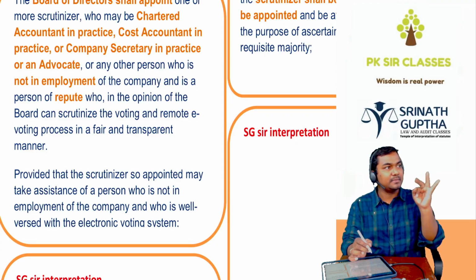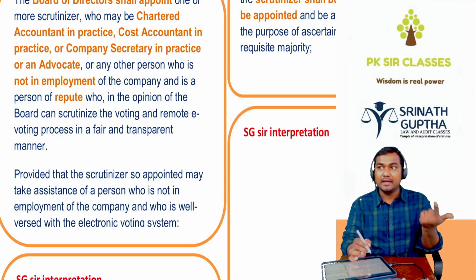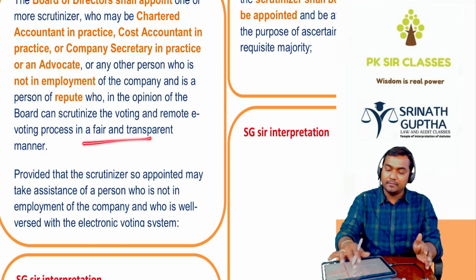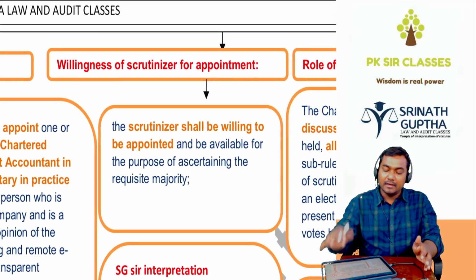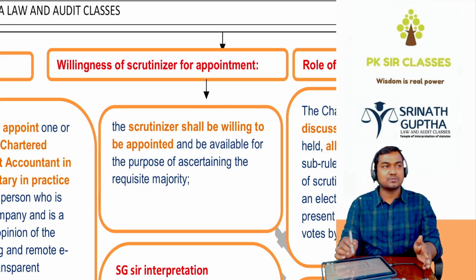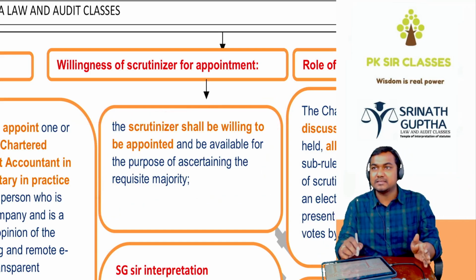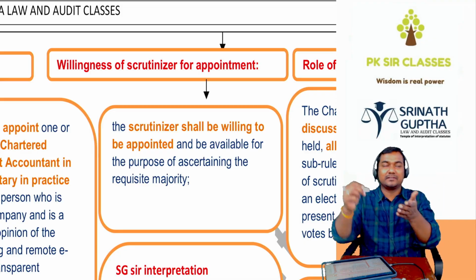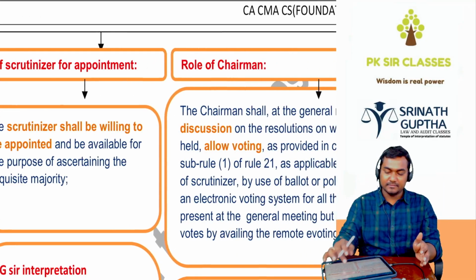So to take care of the e-voting, the company has to appoint the scrutinizer. He may be a CA, CMA, CS, or advocate in practice, not in the employment of the company, who must be a reputed person in society. And before appointing the scrutinizer, the company should take his written consent to act as the scrutinizer. So if the company wants to appoint Paranika as a scrutinizer, it should take the written consent of Paranika to act as the scrutinizer.